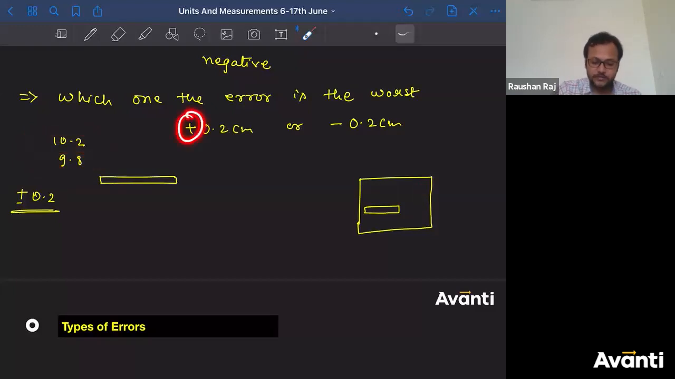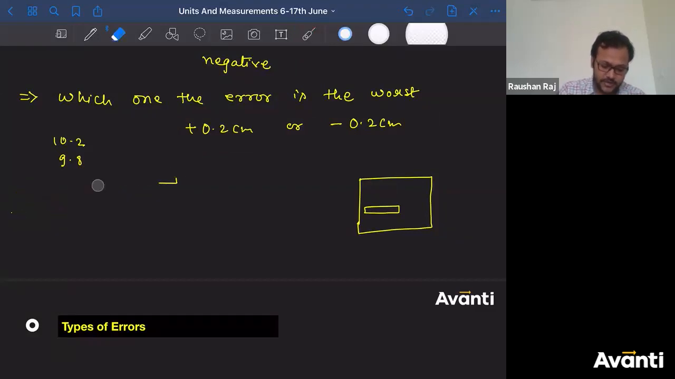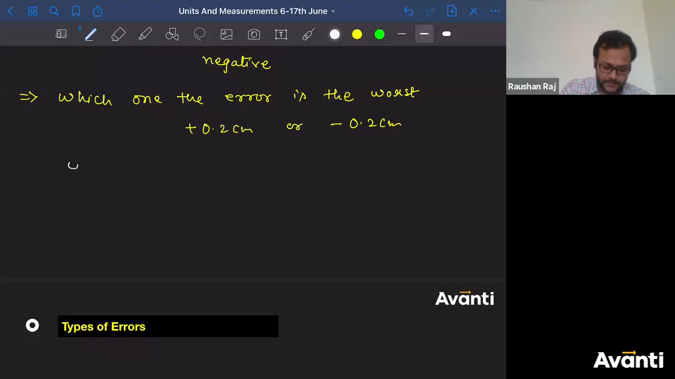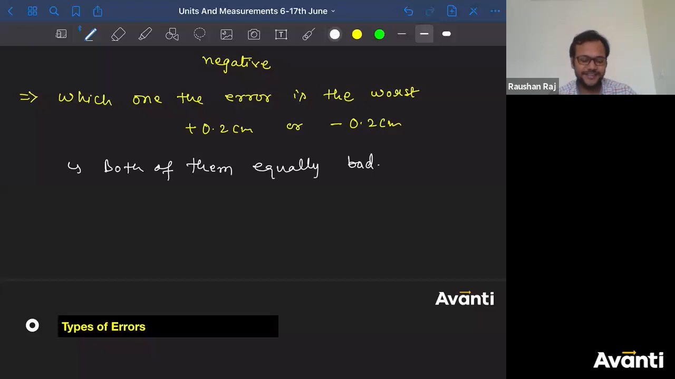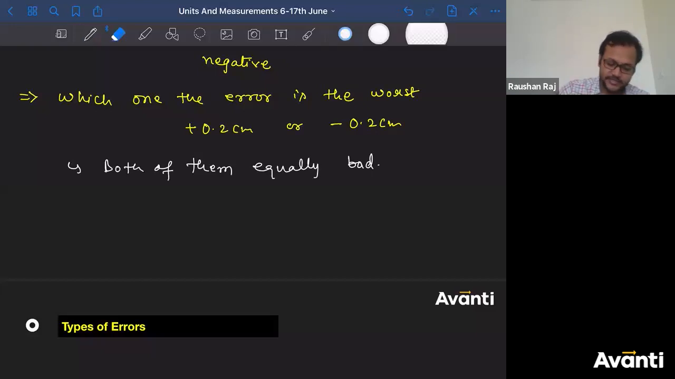So this plus or minus does not tell you which is greater or which is smaller here. If you have plus 0.2 centimeter, don't say sir this is larger and this is smaller. No, both of them are equally bad. You can't say that plus 0.2 is worse than minus 0.2. Both of them are equally bad. So the answer is both of them are equally bad. Understood? Not harmful, bad meaning not useful for our work. Both of them are equally not useful to us.